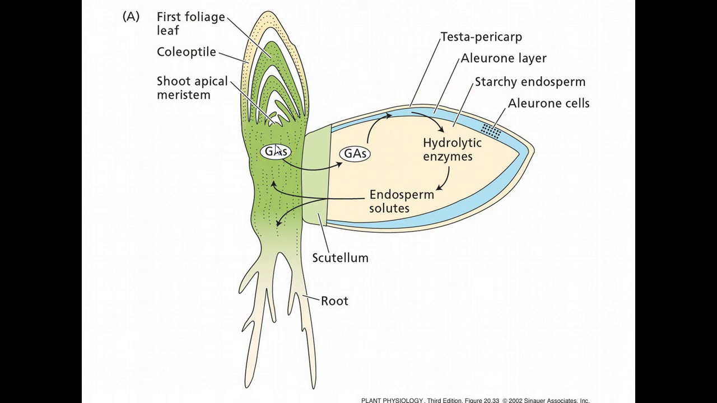Okay? Now, what happens is when you add water to the corn seed, the embryo starts producing a hormone called gibberellic acid, which you've probably heard about, okay? And then the gibberellic acid diffuses into this aleurone layer, which is this blue area, and the gibberellic acid produces enzymes that break down starch.